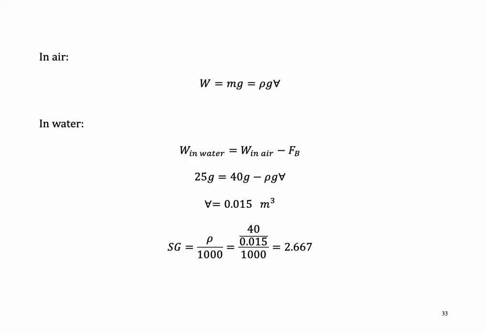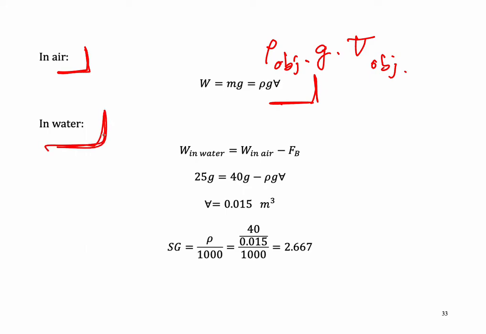So and then we could make a simple equation. For example, in air, we found that the weight is equal to mg, and it's equal to rho g and volume. Please bear in mind, the rho here is the rho of that object, and then gravity, and the volume is the volume of that object. And then in water, we could find that the weight in water is equal to the weight in air minus the force of buoyancy. This is what I explained just now. So we have 25g equal to 40g minus rho gV.